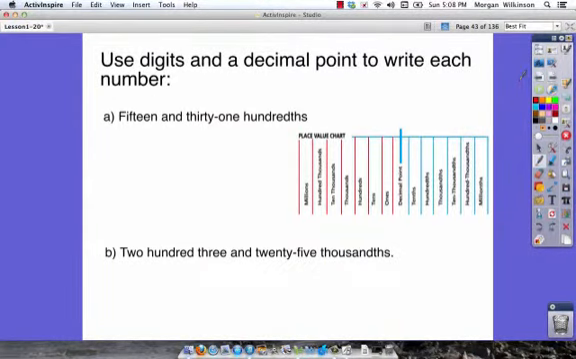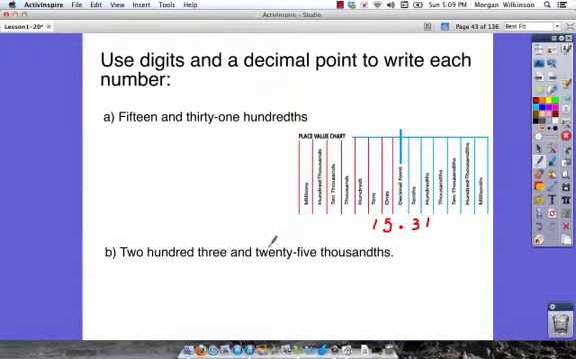Alright, let's use digits and a decimal point to write each number. The first one that we have is 15 and 31 hundredths. So 15 and 31 hundredths. So we've got to have a 31 ending up in the hundredths. So 31 and it ends up in the hundredths. So that would be our answer, 15.31.